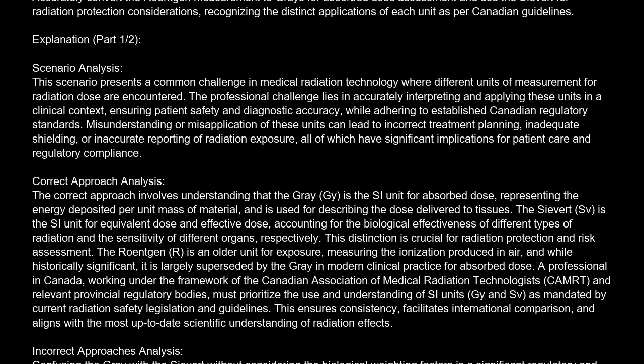The correct answer is C. Accurately convert the Roentgen measurement to Grays for absorbed dose assessment, and use the sievert for radiation protection considerations, recognizing the distinct applications of each unit as per Canadian guidelines.